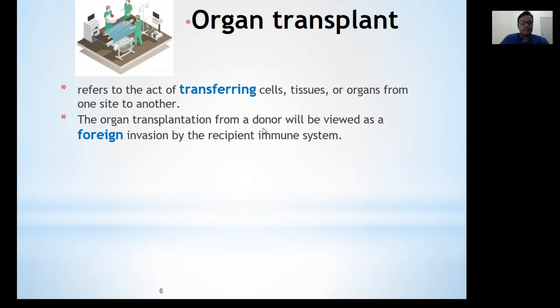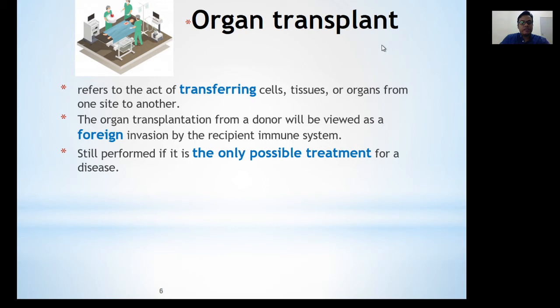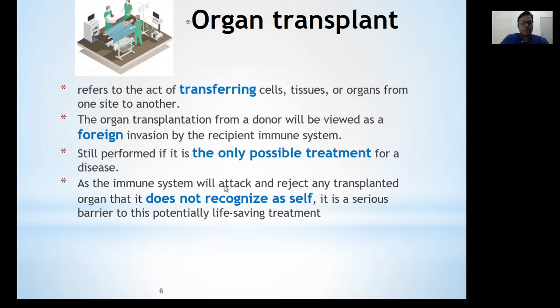For organ transplantation from a donor, we are talking about an organ received from another human to a different person, which will be viewed as a foreign invasion by the recipient immune system. Organ transplant, even between two individuals, will likely be rejected because it is viewed in the same way as the body sees a pathogen. But we still perform organ transplantation if it is the only possible treatment for a disease, for example, in kidney failure. As the immune system will attack and reject any transplanted organ that it does not recognize as self.